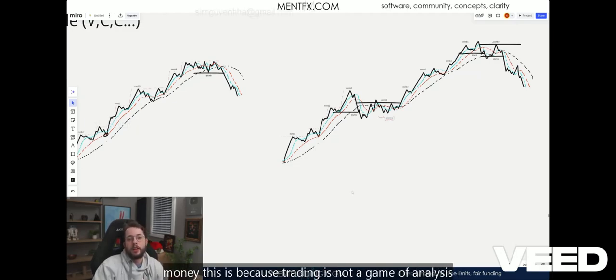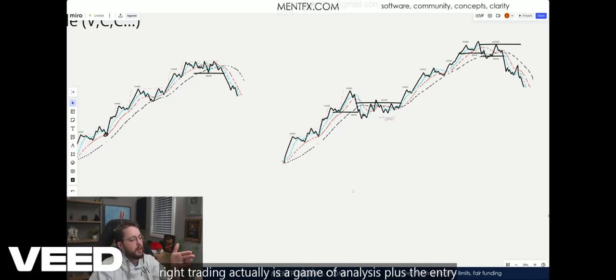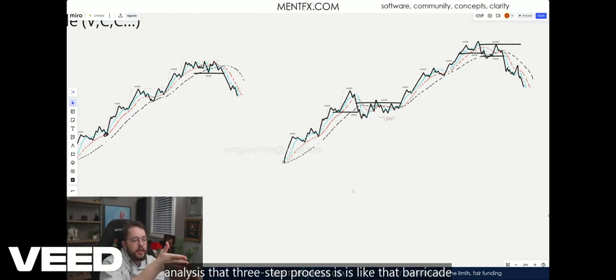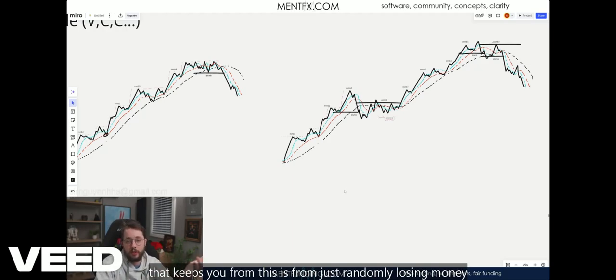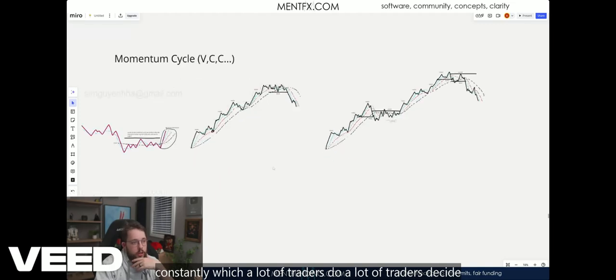This is because trading is not a game of analysis, right? Trading actually is a game of analysis plus the entry from the analysis plus the management of the entry of the analysis. That three-step process is like that barricade that keeps you from just randomly losing money constantly, which a lot of traders do. A lot of traders decide on something, right? They just buy as much of it as they can because they're like, shit, it's going to make the move without me. And then they lose.